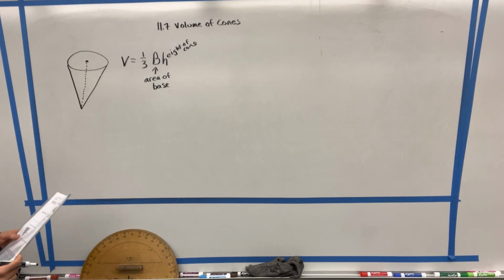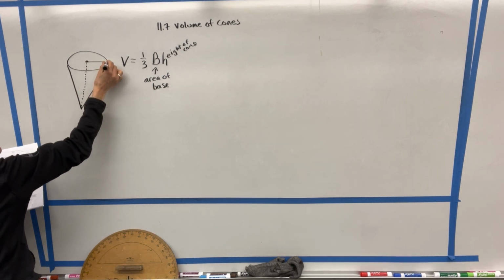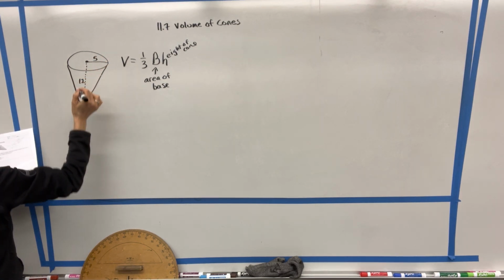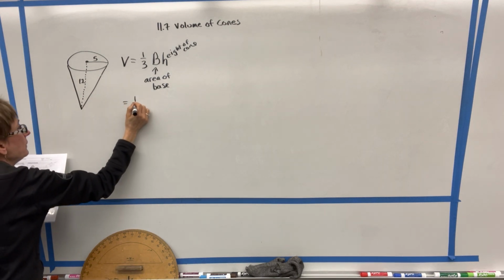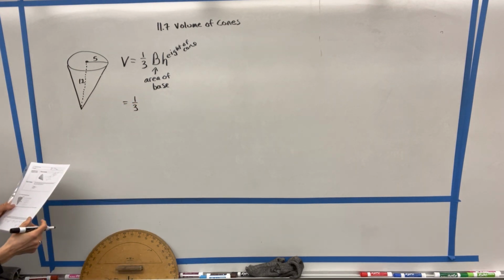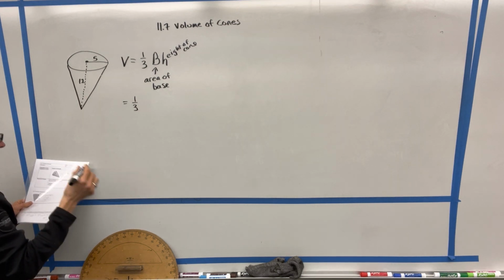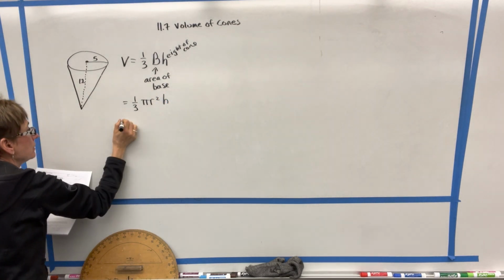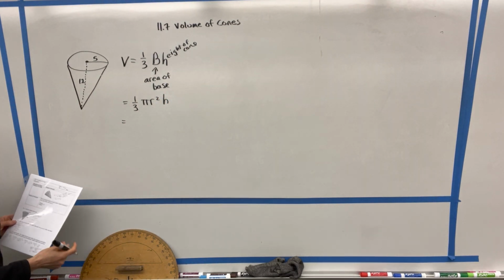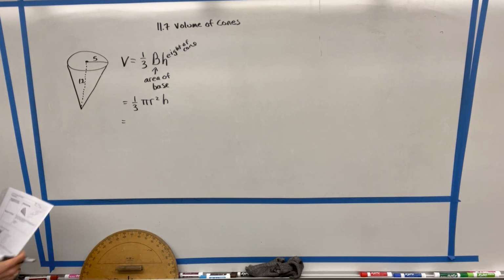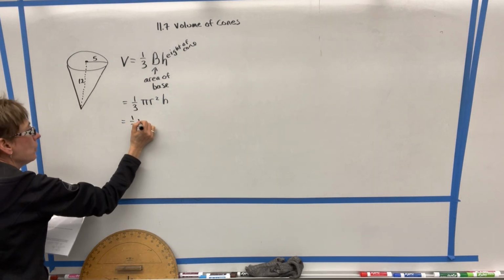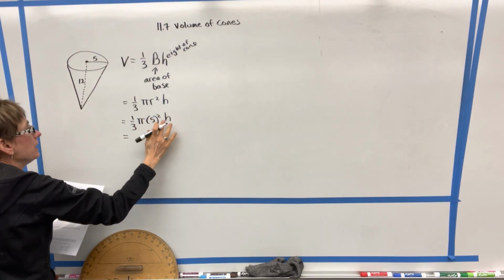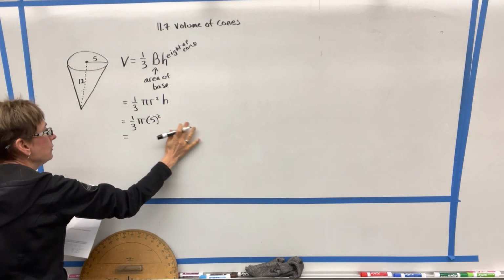So let's go ahead and do a particular example. Let's say that we have a circle here with a radius of 5 and the height is 12. We would say 1/3. Now, for area of the base, keep in mind that this is always going to be a circle, so we can just think of this as pi r squared h. With a cone, there's only one possible base, and that is a circle. So we're going to have 1/3 pi times 5 squared times h, and in this case, our h is 12.